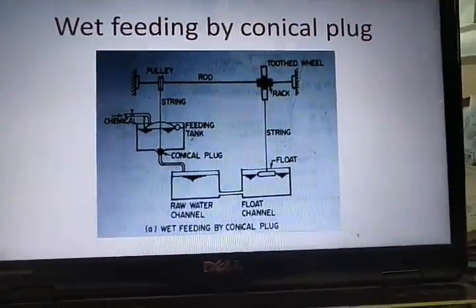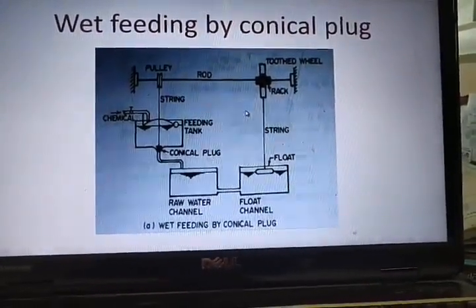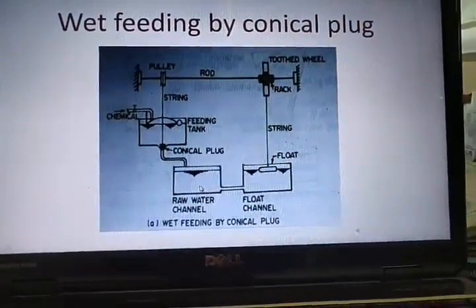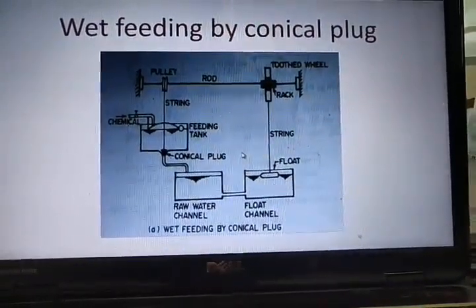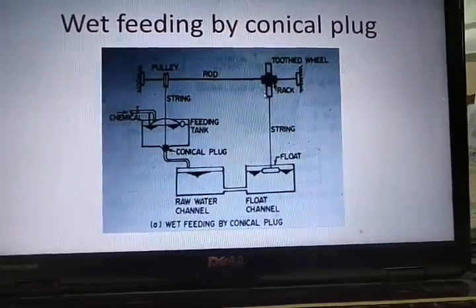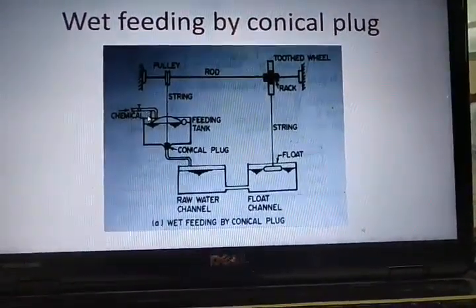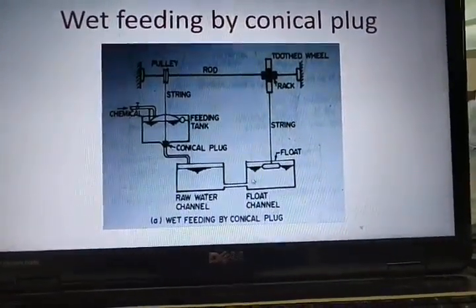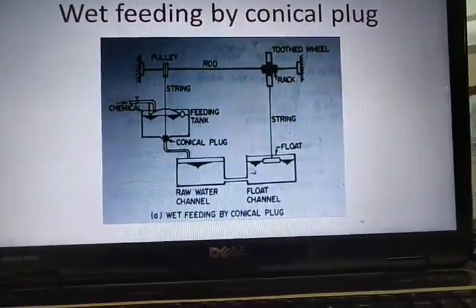Similarly, this is another type of wet feeding device by a conical plug type. This is the conical plug type, this is raw water tank, and this is the float channel tank. It consists of a pulley arrangement, rod and toothed wheel and a string. Here what happens, the chemical feeding takes place into this feeding tank, and this is what I was talking about. These two have the balance of the same water level.